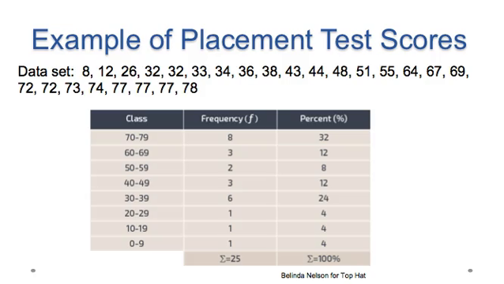So here's an example of a grouped frequency table from your textbook. What you'll notice is that we have no way of knowing what the individual scores are. All we have is the frequency of scores in each class interval.